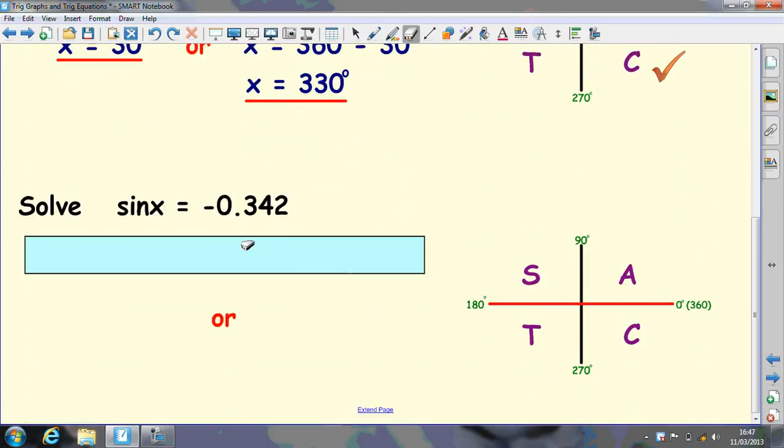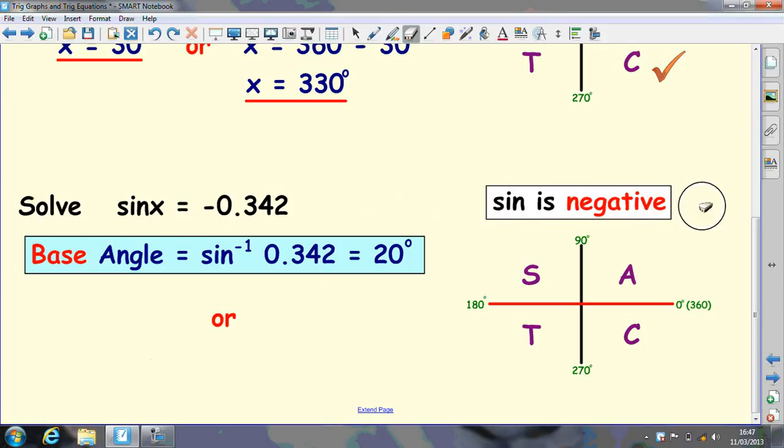Okay, let's look at one that's negative. We've got sine x equals negative 0.342. The first thing we want to do is work out the base angle again. You always use the positive value to work out the base angle. So it's 0.342 we inverse sine. That comes out as 20 degrees. So we're looking at sine x equaling a negative value. So sine is negative.